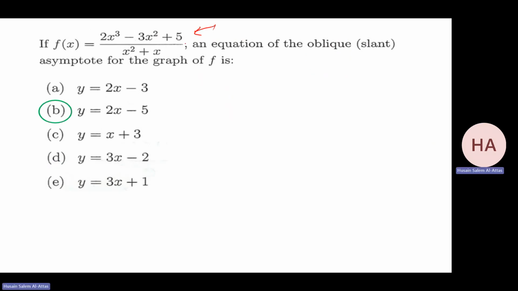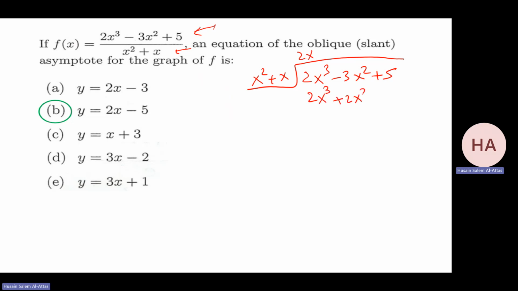Same thing. The degree here is 3, here 1. Long division. 2x cubed minus 3x squared plus 5 over x squared plus x. Divide, you have 2x. Multiply, 2x cubed plus 2x squared. Change sign. Minus 5x squared plus 5. Divide, you have minus 5. Multiply, minus 5x squared minus 5x. Change signs. You have 5x plus 5.